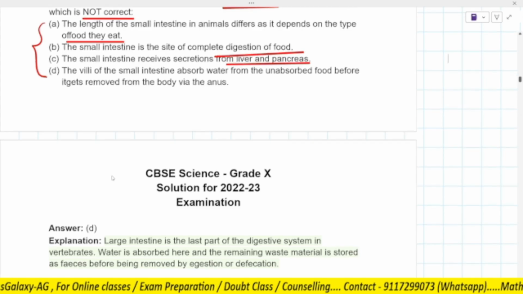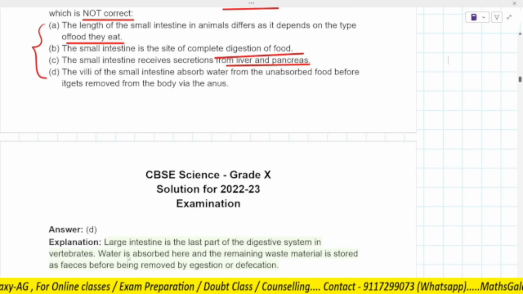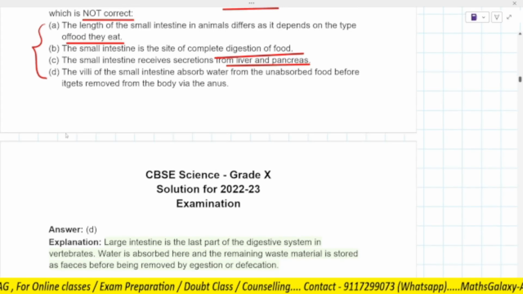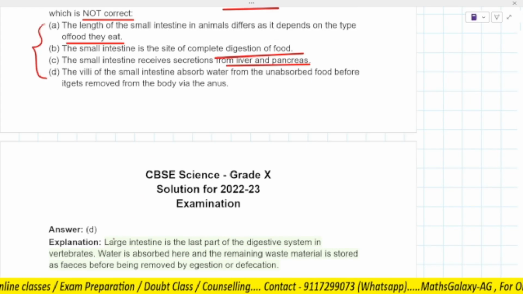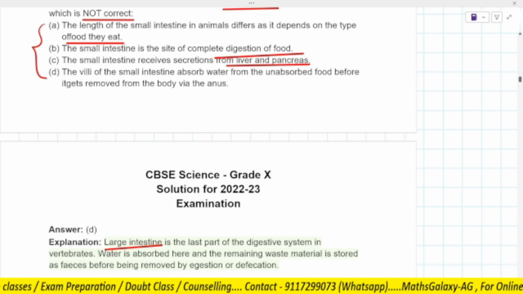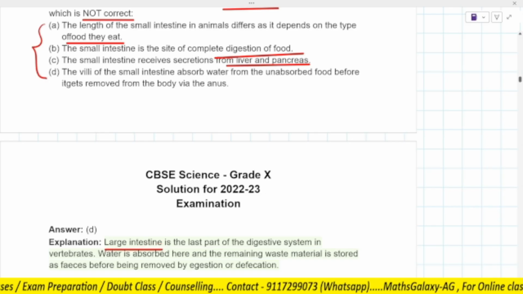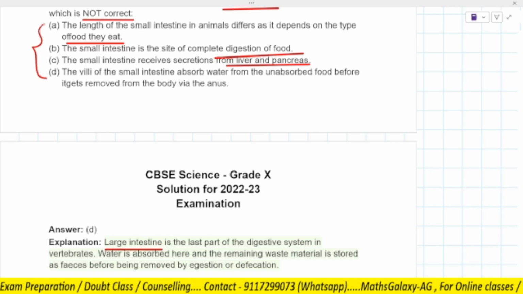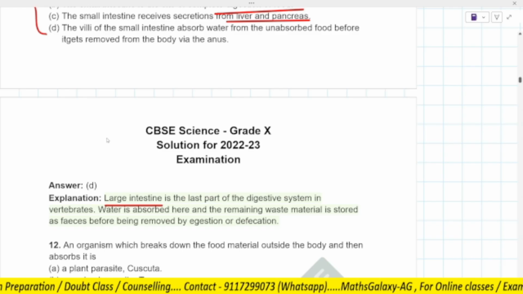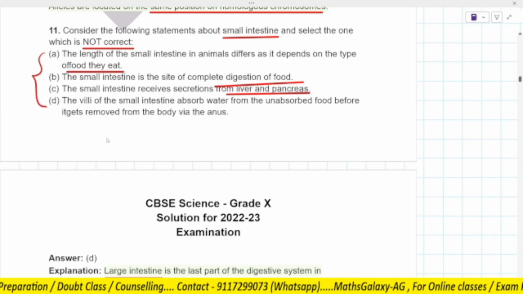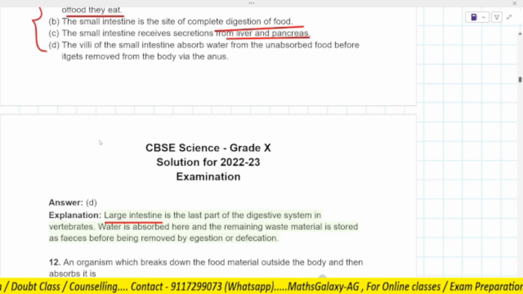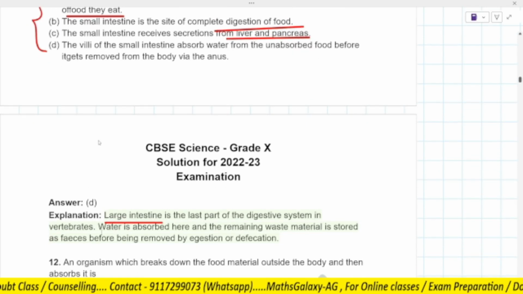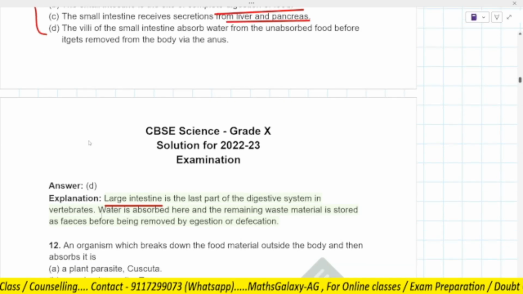Actually, the explanation is the correct explanation for option D. So that's why in the explanation it is given about the large intestine instead of the small intestine. Okay, so we can say that the explanation is not wrong. It just gives the explanation in a different, longer way.